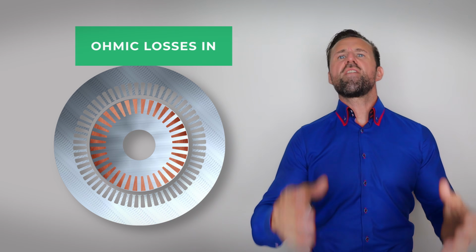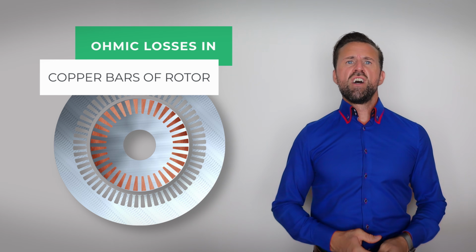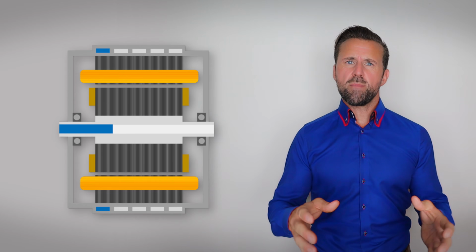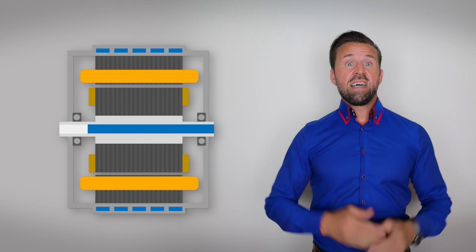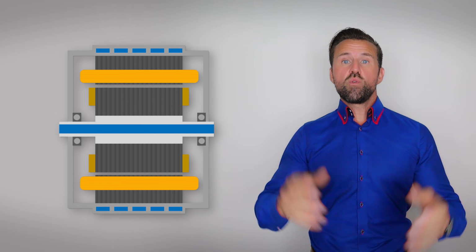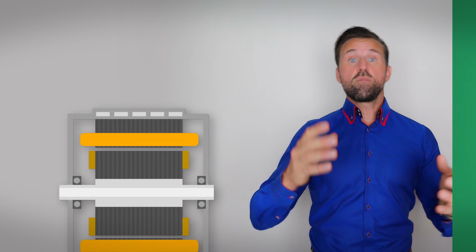Induction motors also have high ohmic losses in the rotor, so that the rotor quickly gets hot. It is very difficult to dissipate the heat from the rotor. That is why Tesla uses liquid cooling of the shaft for the induction motors.